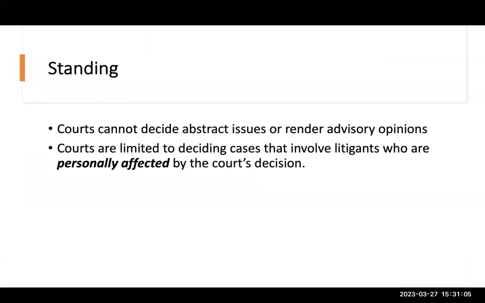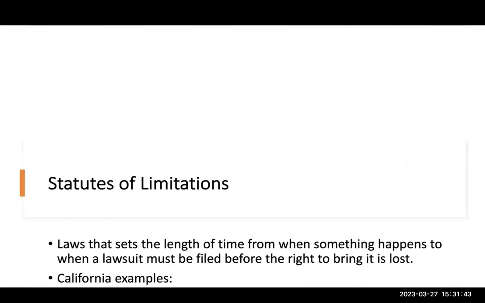Again, as we've learned in prior chapters, courts are not allowed to decide abstract issues. In fact, there has to be an actual dispute amongst people who are personally affected by a court's decision. This is the issue of standing. So in the American system of justice, unlike many other countries, the parties involved in a lawsuit must have an actual personal stake, and otherwise the court will not consider the matter.